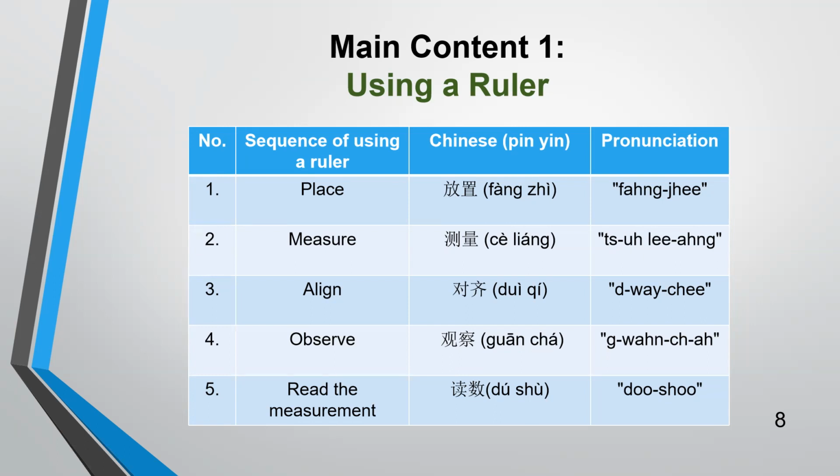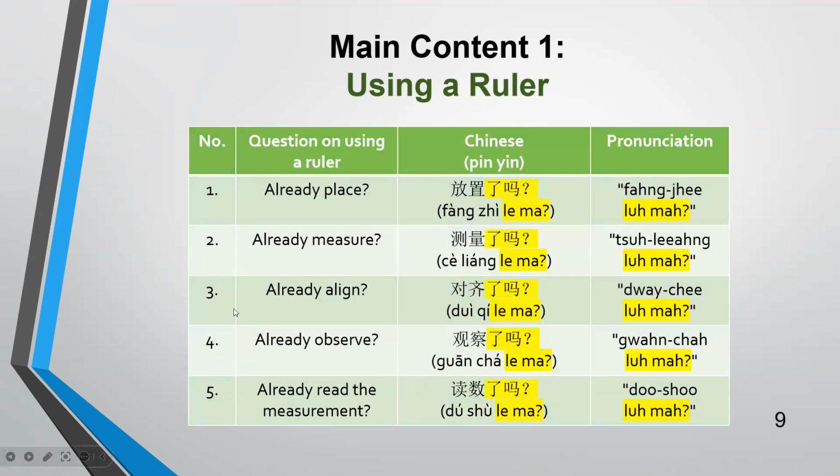Then we want to pose questions. Please bear with me. The first one is when you want to ask, have you already placed the ruler? Already placed or not? Then we ask, 放置了吗? The pronunciation is like fu plus ang, fuang, and then z. 放置了吗? That's a question.